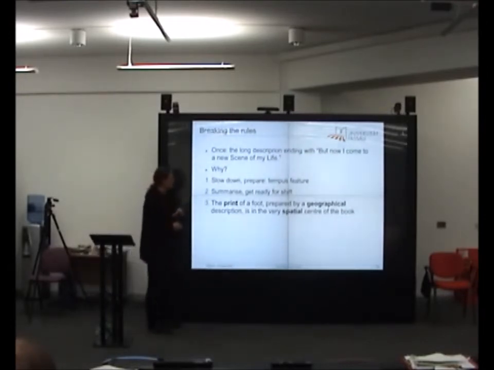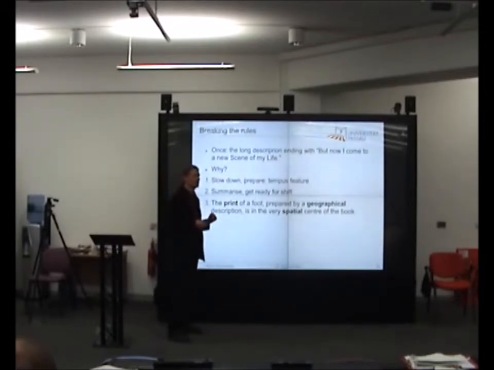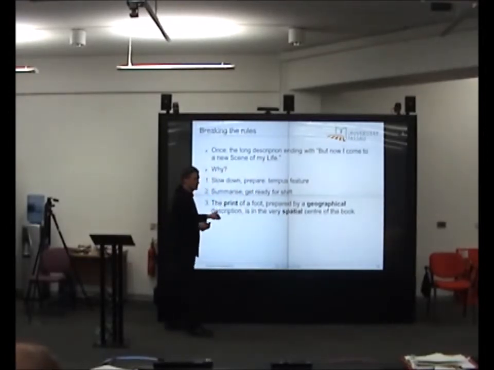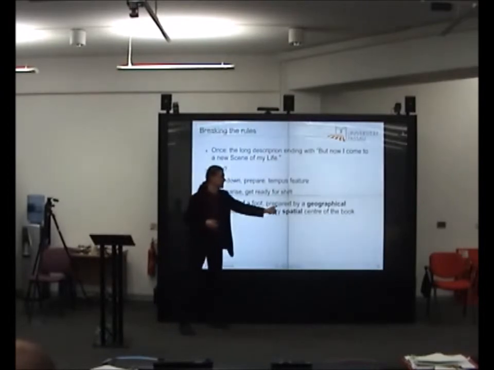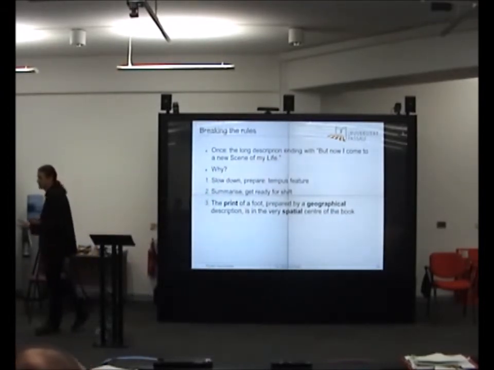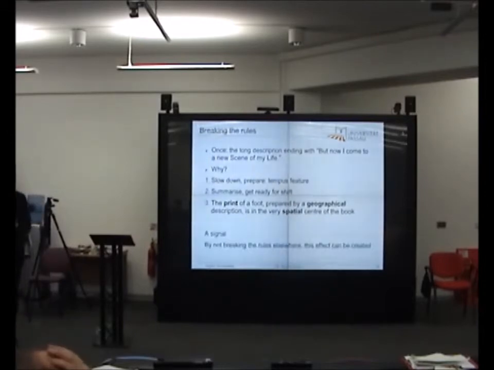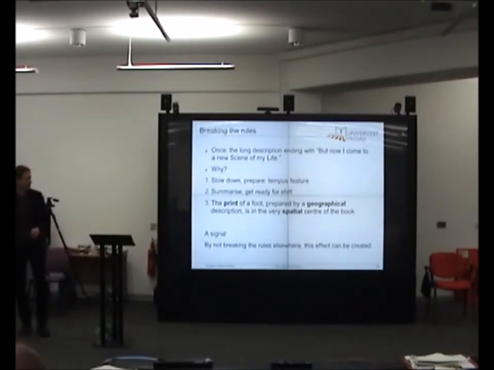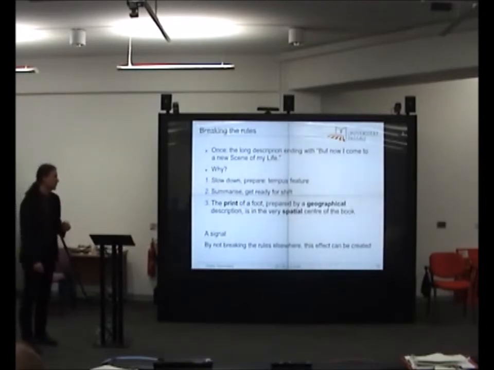But it's also curious to see, from a man living in a house with a printing press, that the print of a foot, prepared by a geographical description, is in the very spatial center of the book, both word-wise and page-wise in the first edition. This is in the middle of the book. So it's a signal. Whether it was put there by default or not, that's another question. But it's very, very hard not to read it as significant in some way.